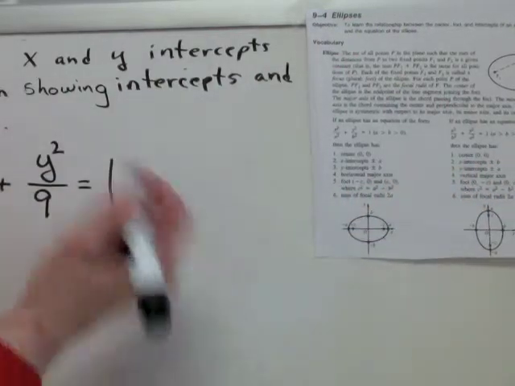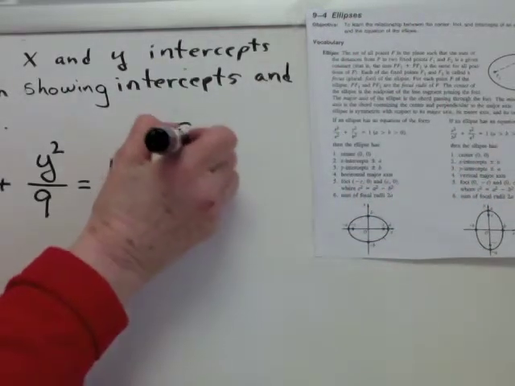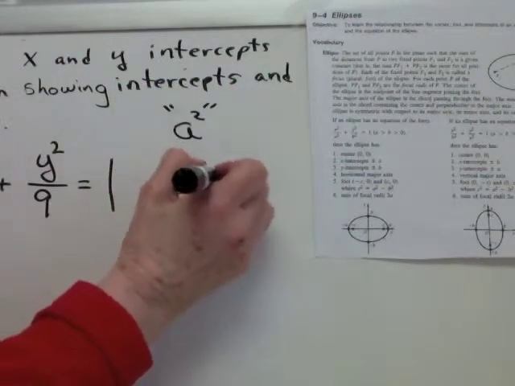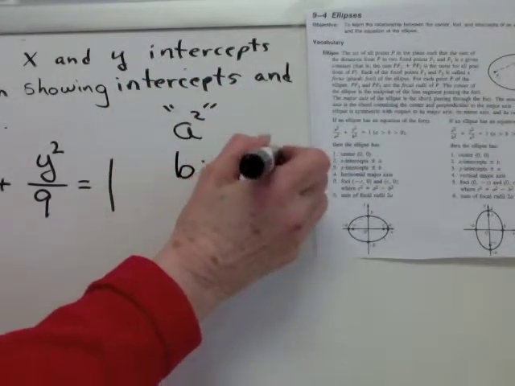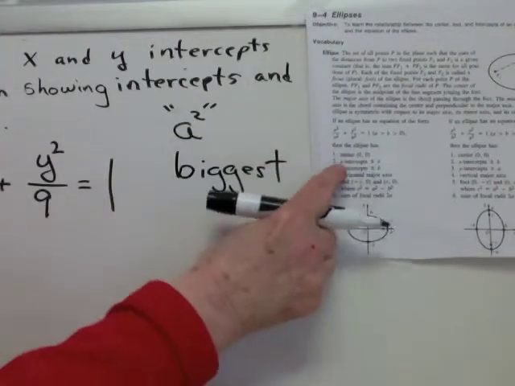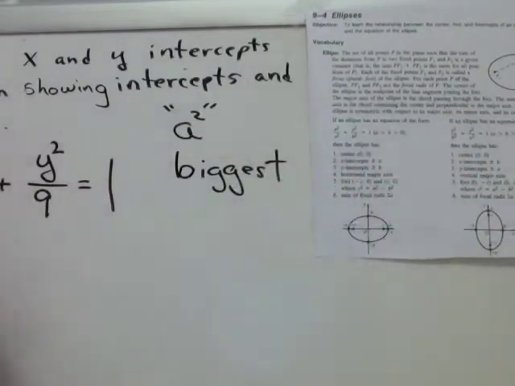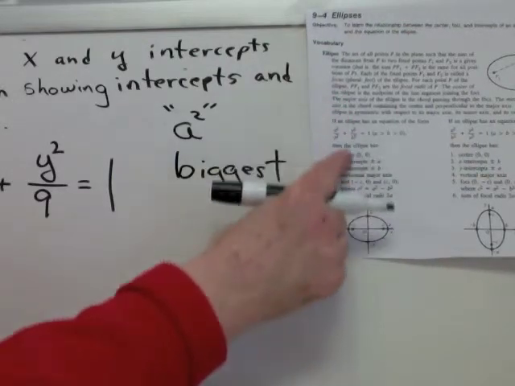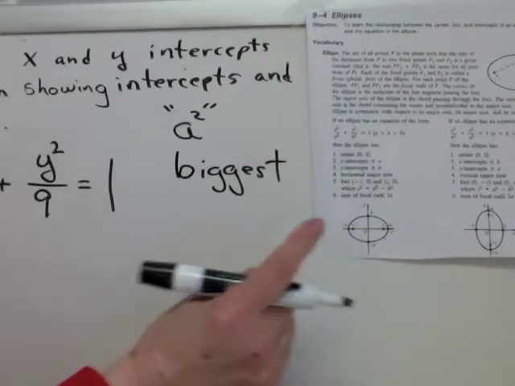When you're dealing with the ellipse, the a squared is the biggest number. That's the easiest way to determine which type of ellipse we have. And here, 16 is bigger than 9, so 16 is our a squared. So we have this type here, or the first type on your note sheet.